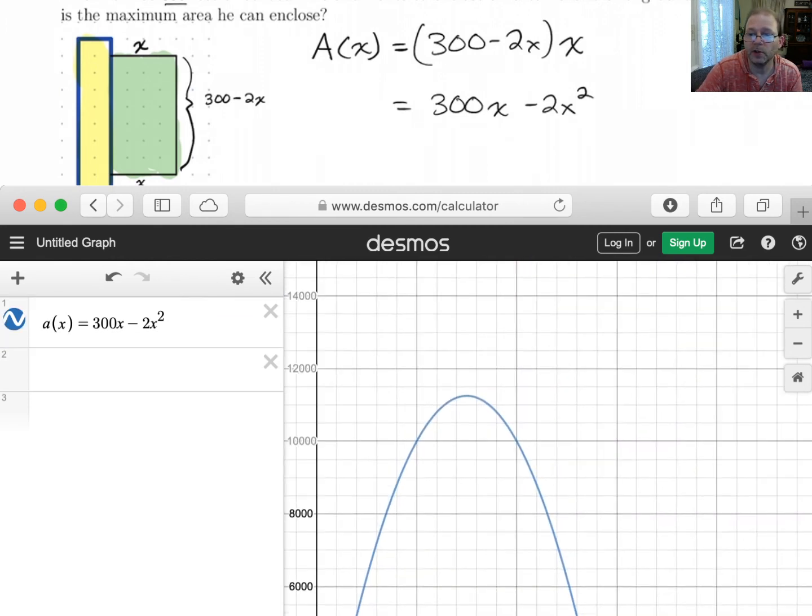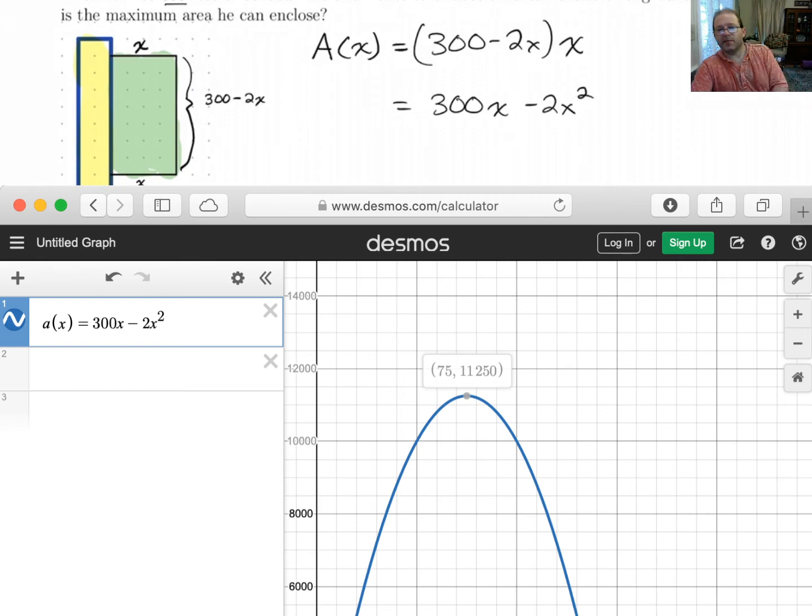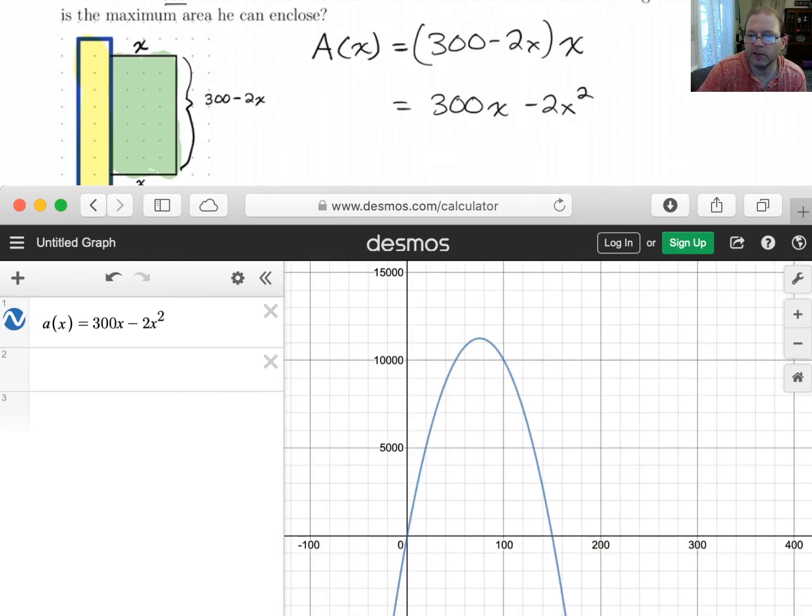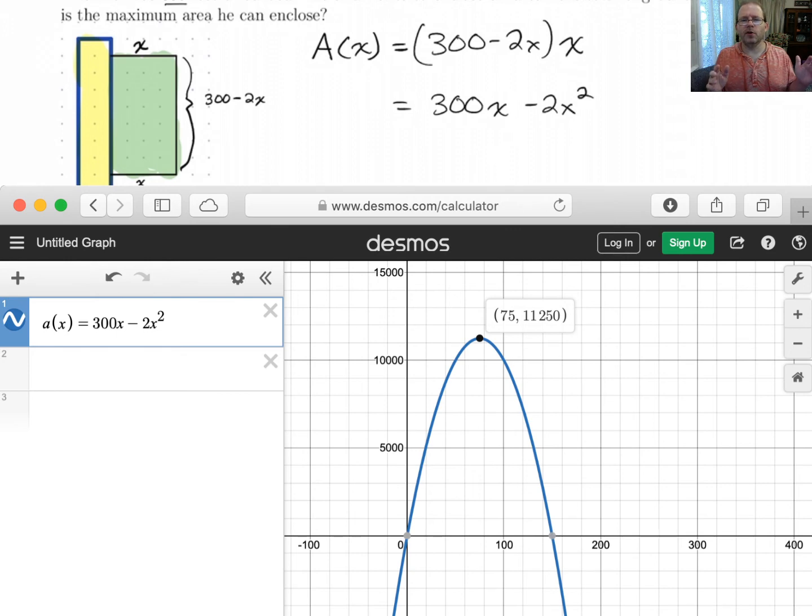So what we really want to do is come up here and get the maximum. The best we could possibly do would be to make x be 75 and the area be 11,250. So really all we're doing is finding the vertex of this parabola. But let's do it without Desmos. This is a good way to look at it and see what's going on, but let's do it by hand to actually find the value.